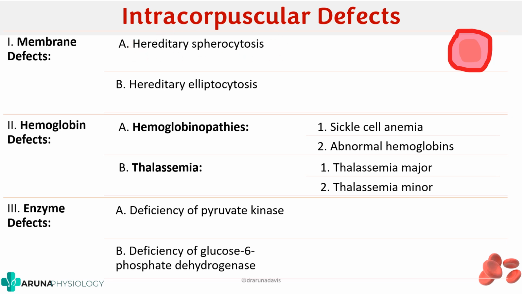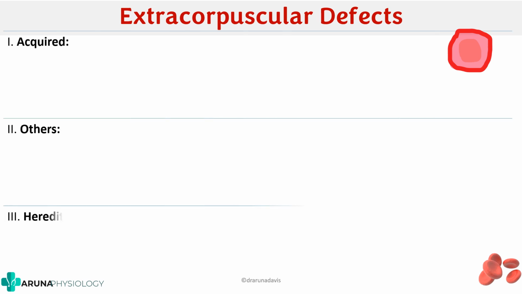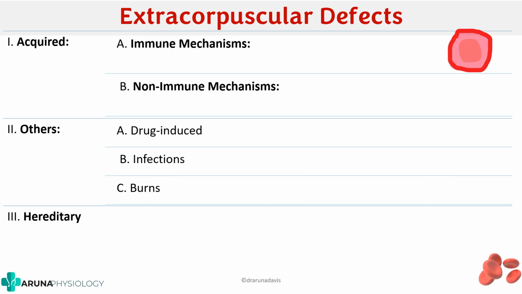What about the extracorpuscular defects? Extracorpuscular defects means something is attacking the RBC from outside. This can be acquired, and there could be other causes, and even hereditary causes. Acquired causes means there could be some immune mechanisms which are producing autoantibodies against the RBC, or there can be non-immune mechanisms. Others include drug-induced causes, infections or even burns. That would conclude the classification of hemolytic anemias.